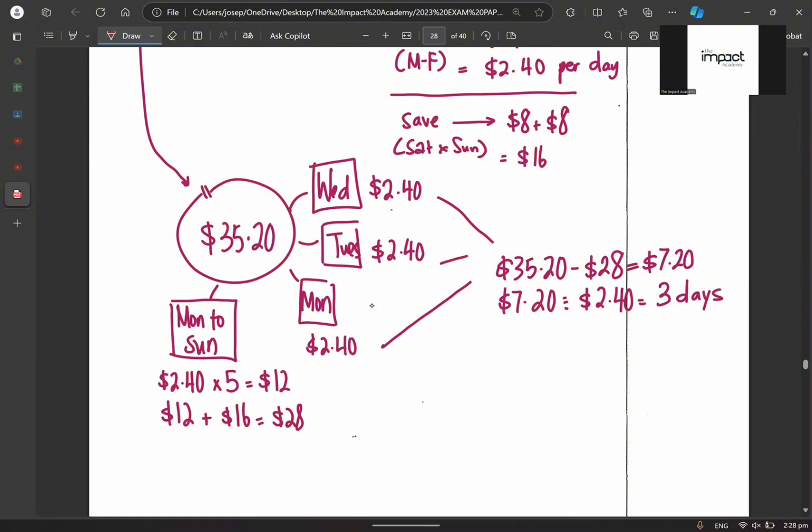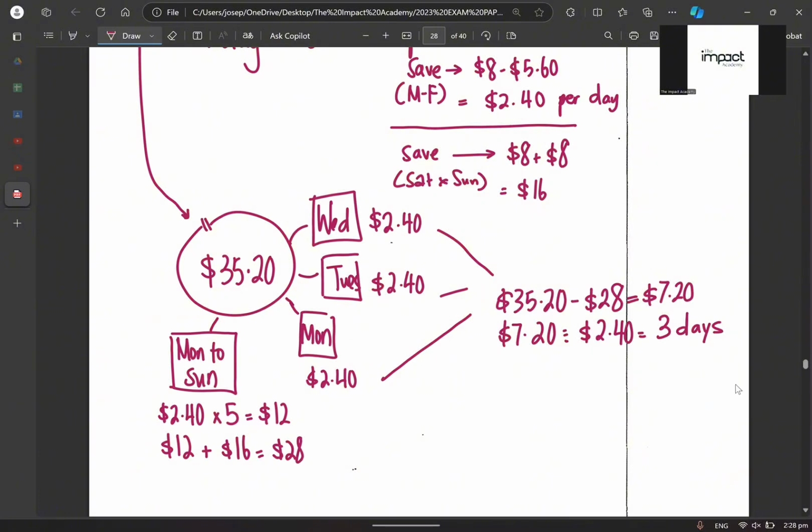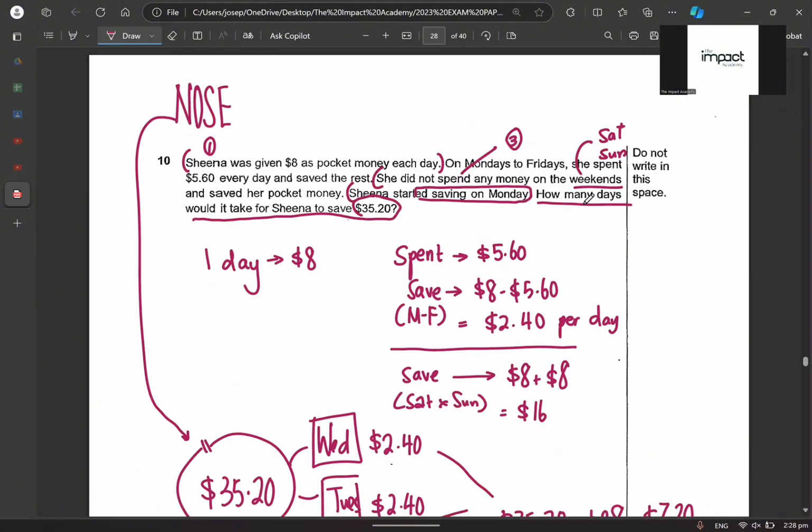Imagine it's many more days. In fact, imagine it is more than 3 days, then you know you can't just list it down. But I wanted to list it down to show it to you all, what is the thought process behind getting to this $35.20. So that's the reason why in this situation they ask how many days will it take.